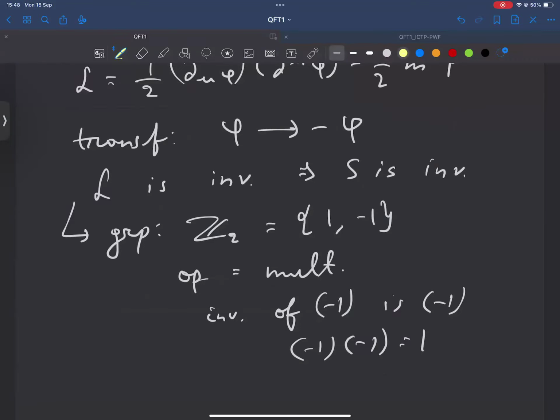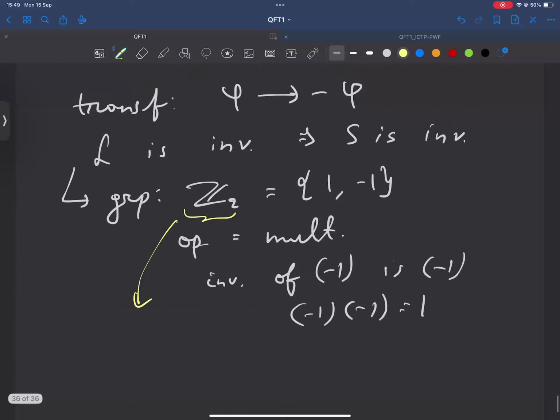And why is this called Z2? Let me just quickly say.